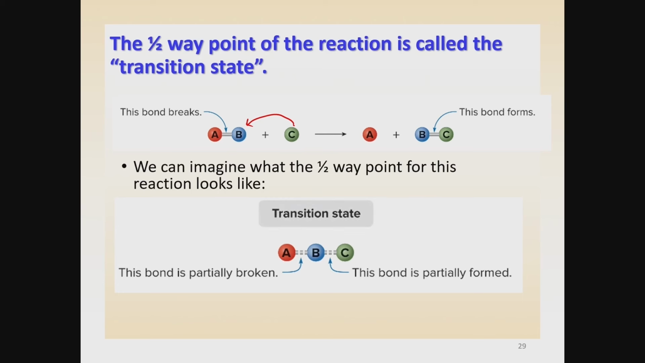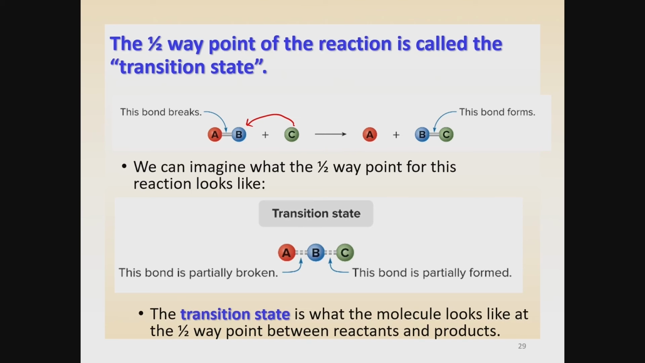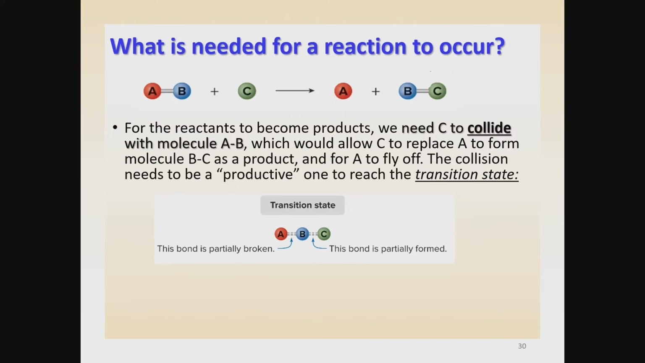It is called a transition state. So the transition state occurs about halfway through the reaction. So here I just state that the transition state is what the molecule looks like at the halfway point between reactants and products.